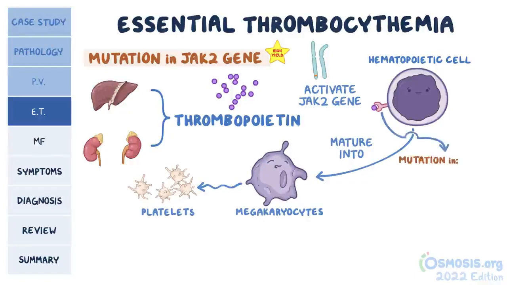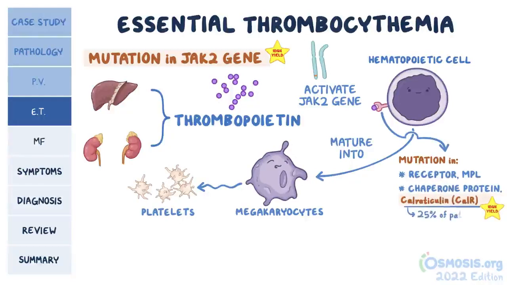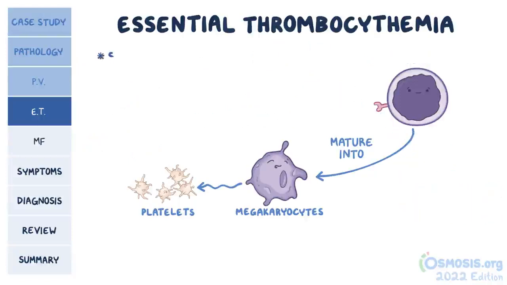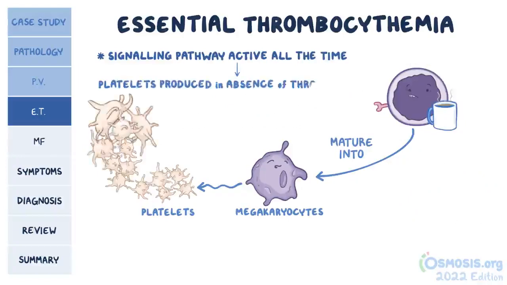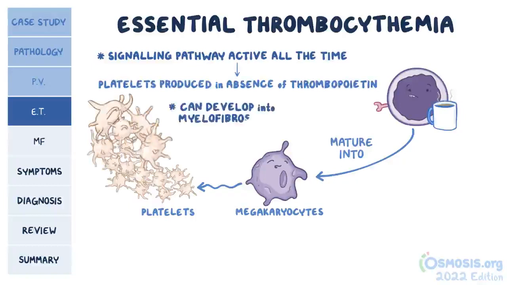They can have mutations in the thrombopoietin receptor, MPL, or in the chaperone protein, calreticulin or CalR. CalR mutations are present in 25% of patients. Okay, whatever the mutation, the signaling pathway remains active all of the time, and that means that platelets keep getting produced even in the absence of thrombopoietin. In rare cases, essential thrombocythemia can develop into myelofibrosis and acute leukemia.